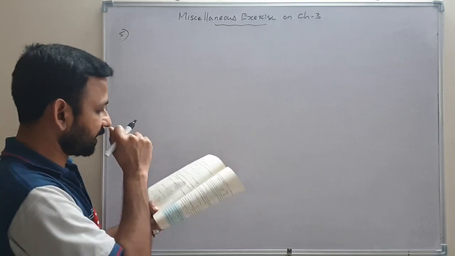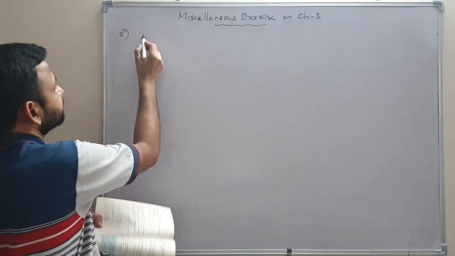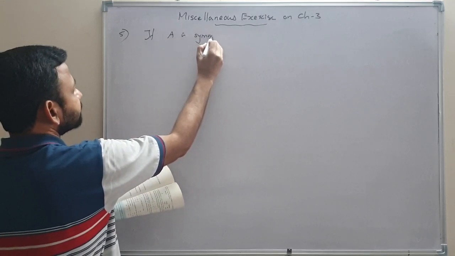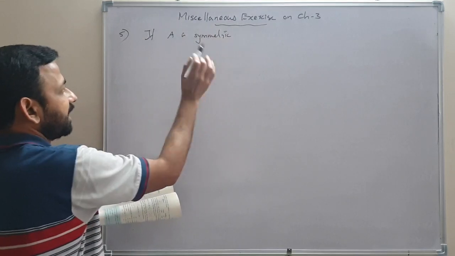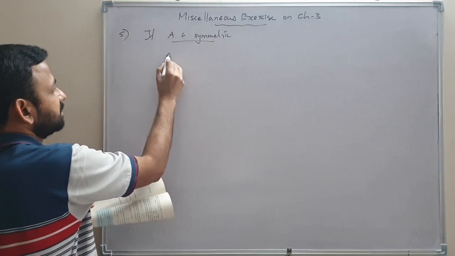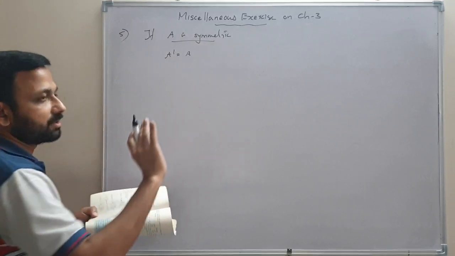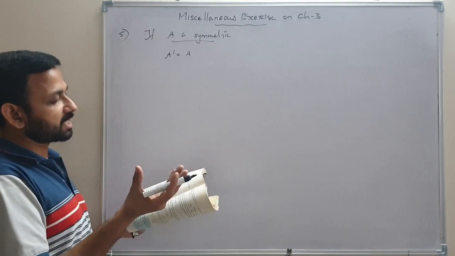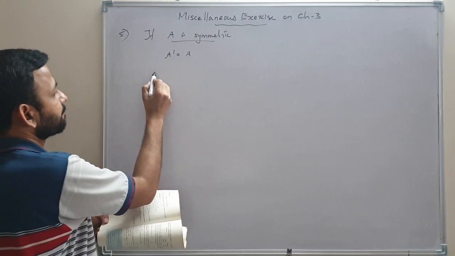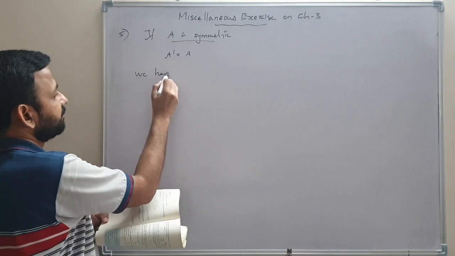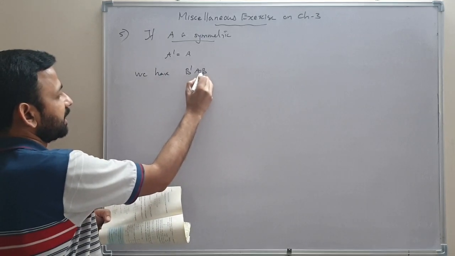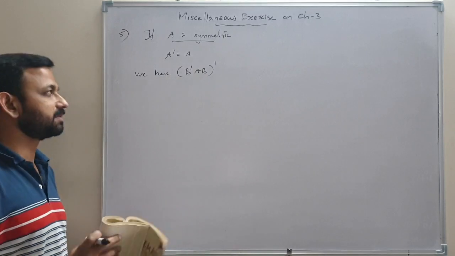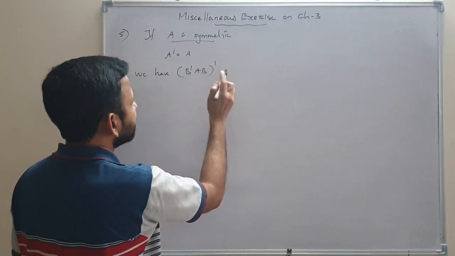So the first part we can take if A is symmetric. If A is symmetric, that is the first case, then A transpose is equal to A. Then we are going to prove B transpose AB is symmetric. We have (B transpose AB) all transpose. We want to prove B transpose AB is symmetric.